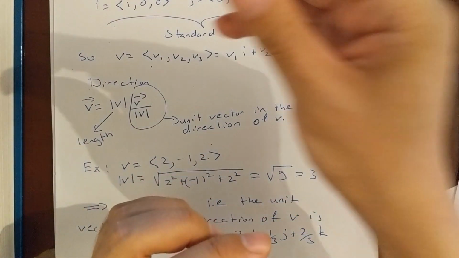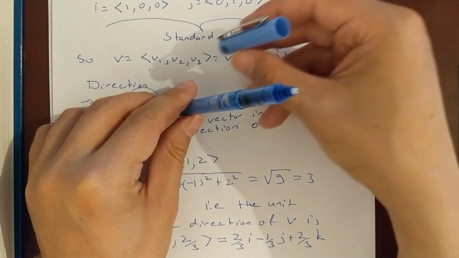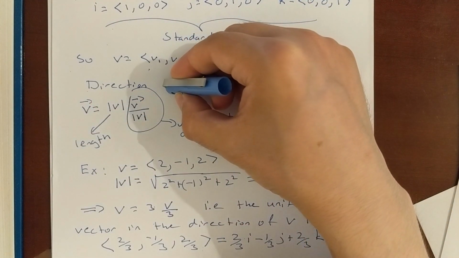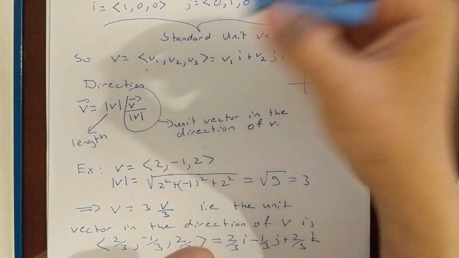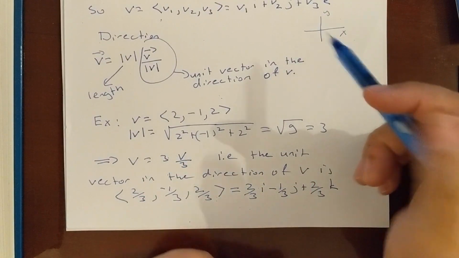So if this cap has length 1, okay, and this was my vector, to determine direction, I would just give you the unit vector going in the same direction. Now the formula looks a little scary. There's nothing to be scared of.